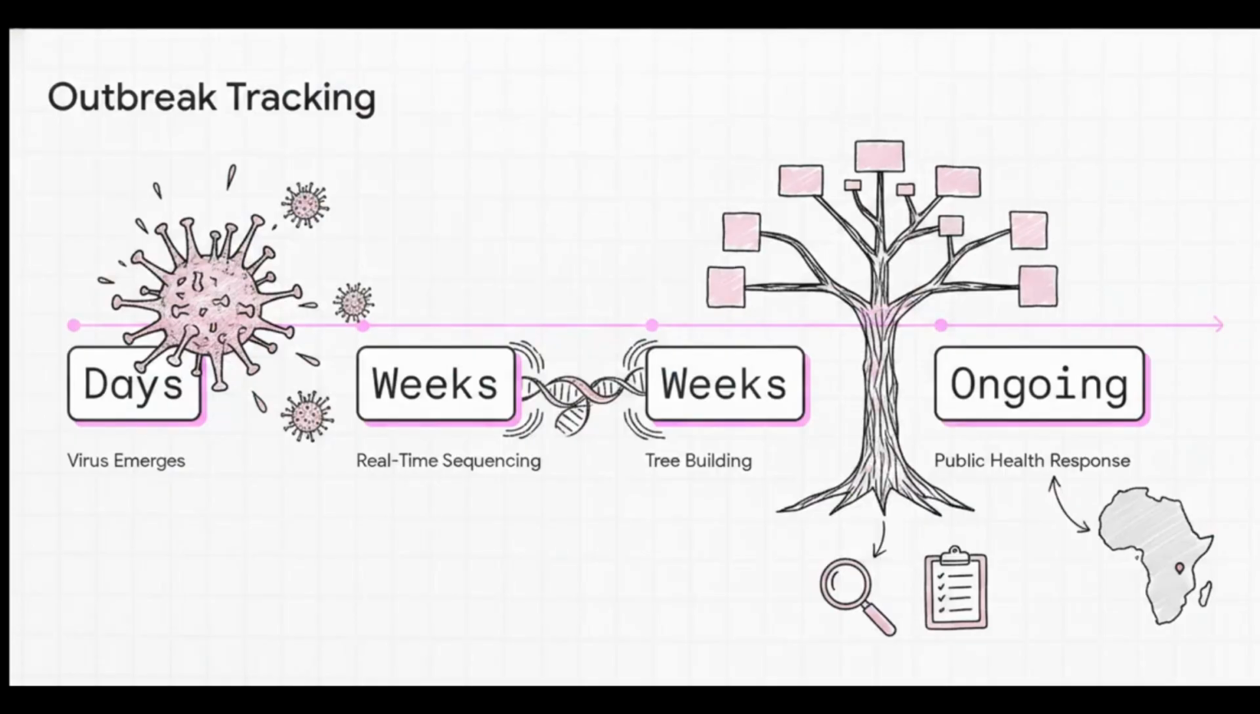Let's look at how this builds dynamically during a crisis, like what we saw with Ebola in West Africa or the global spread of SARS-CoV-2. A virus emerges in a matter of days. Within weeks, real-time sequencing is happening. Phylogenetic trees are built shortly after, directly informing the ongoing public health response.